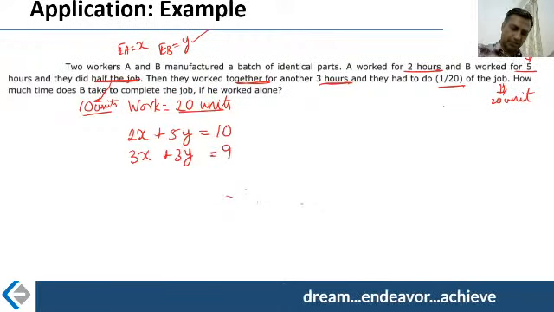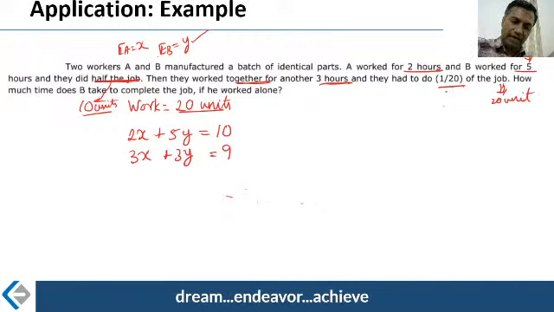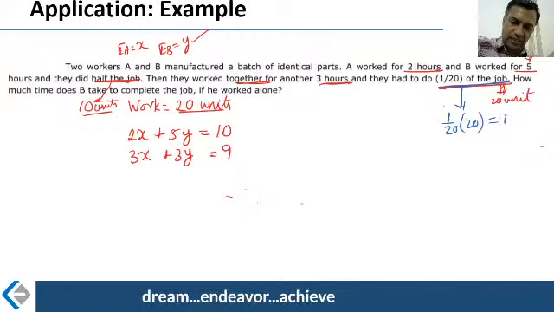Look, at the end of all this, they're left with 1 by 20th of the job. That's what the question says. 1 by 20th of the job is still left. Hey, what do you mean by 1 by 20th of the job? 1 by 20 times 20, which is nothing but 1 unit.